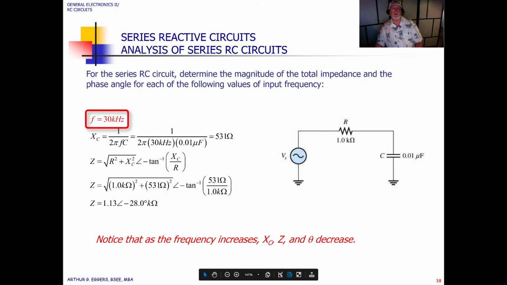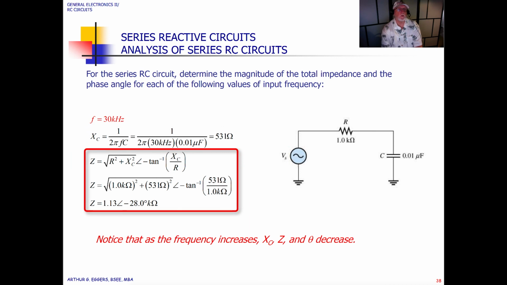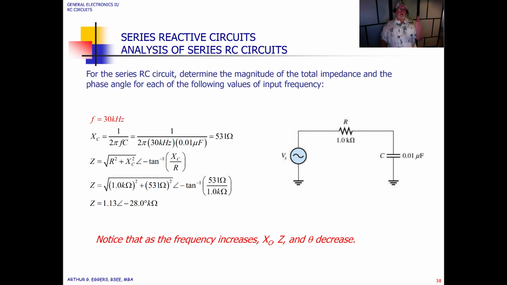Now let's increase it to 30K. When we increase it to 30K, we see that the capacitive reactance has dropped again to 531 ohms. When we calculate our polar impedance for the network, we get a value of 1.13 k ohms and a phase angle of minus 28 degrees. So you can see as the frequency went up, our values decreased.